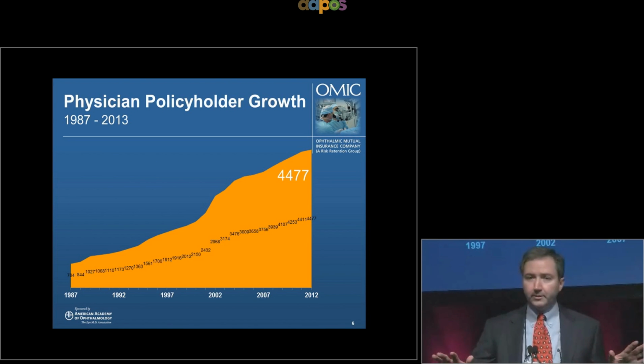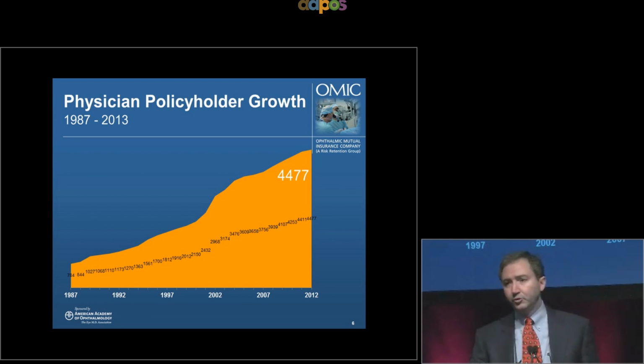Furthermore, to understand the way the claims are coming in over this 25-year period, you have to understand what OMIC's growth itself looks like over that 25 years. And so OMIC was a small company back in 1987, 754 insureds, but has grown over the last 25 years to now have 4,500 insureds.